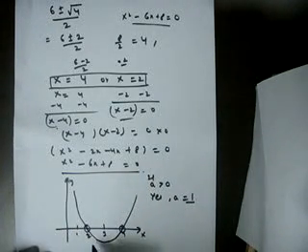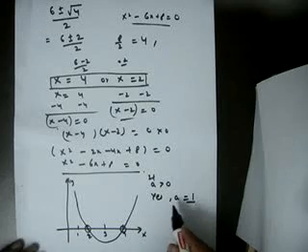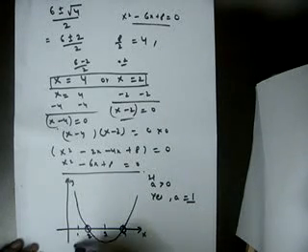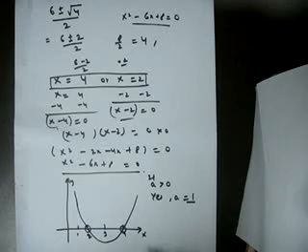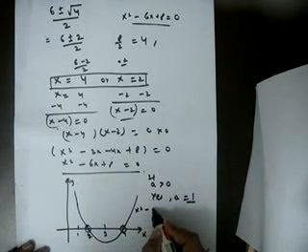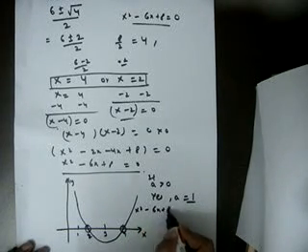Now what if a was less than 0? Then the parabola would have been a downward parabola but passing through 2 and 4, and this is nothing but x square minus 6x plus 8.